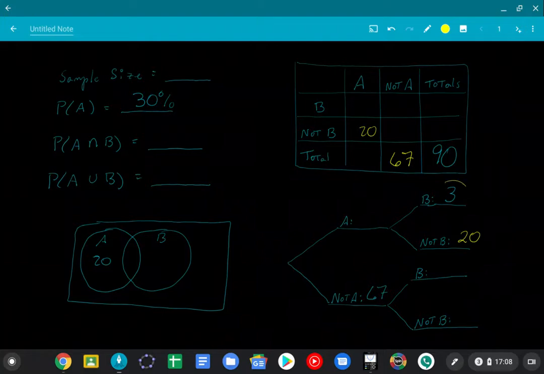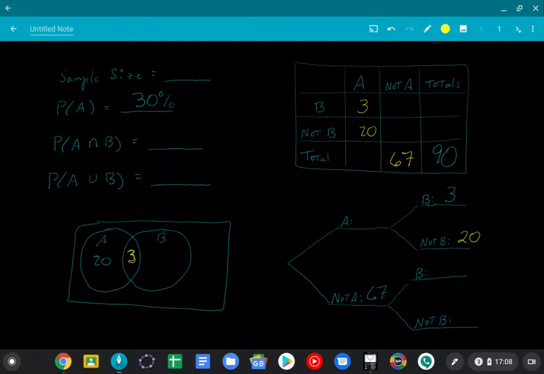Oh, how about that 3? 3 is A, right? But it's also B. It's A and B. So up here in the two-way table, it's got to be 3 right there. In the Venn diagram, A and B, right? It's got to be inside the A bubble and also inside the B bubble at the same time. All right, so that gives us quite a bit to chew on.